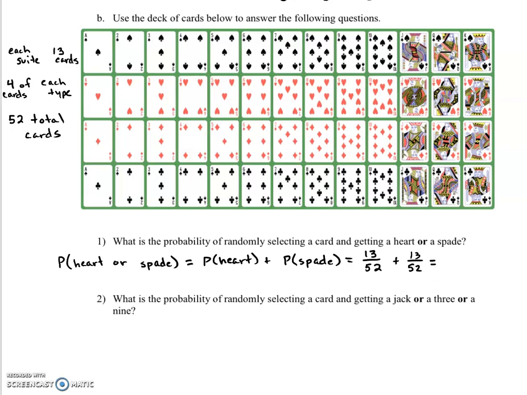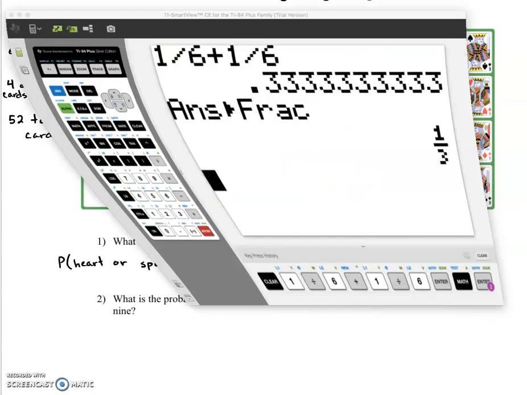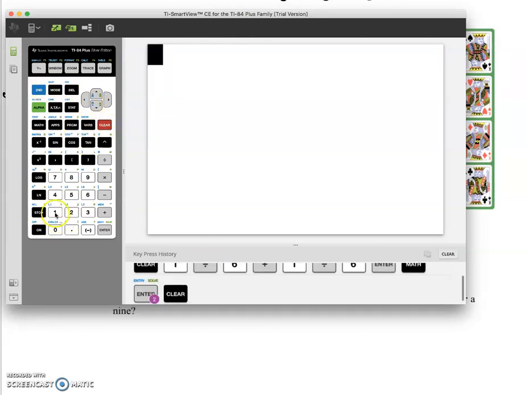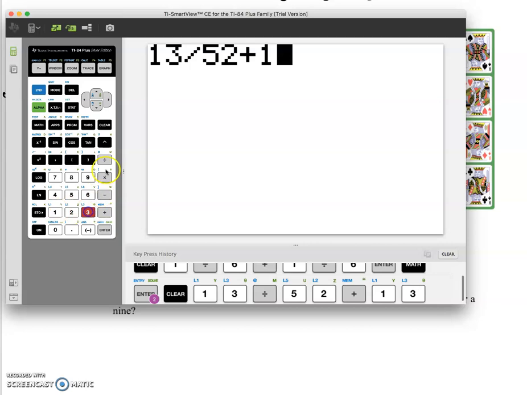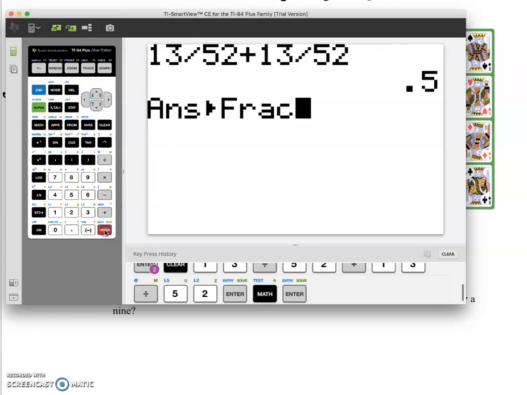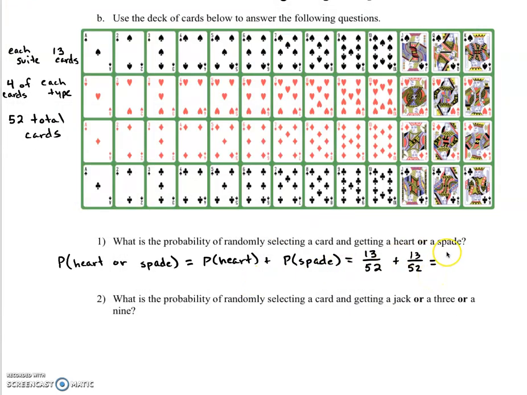So again, if we pull up the calculator, it's always good to practice once more. I'll clear this out. We have 13 divided by 52 plus 13 divided by 52. And that gives us 0.5, or if we want it as a fraction, remember, hit the math key and then enter one more time. We get 1/2. So 1/2 or 0.5.